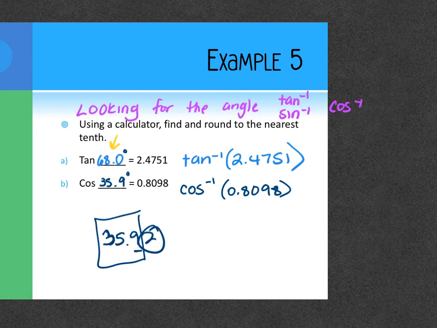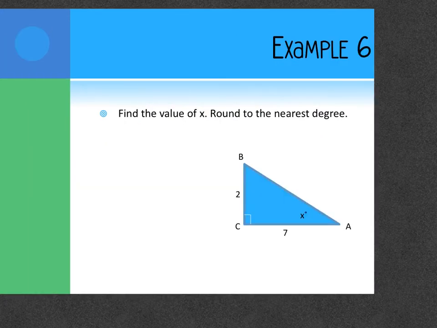You say you're getting something different? All right, example 6. Find the value of x, round to the nearest degree. Where is x located, on a side or at an angle? At an angle, so I know I'm using the -1 buttons. Does that make sense? If I'm looking for a side, I use the regular buttons. If I'm looking for an angle, I use the -1s. Side, regular; angle, -1s.